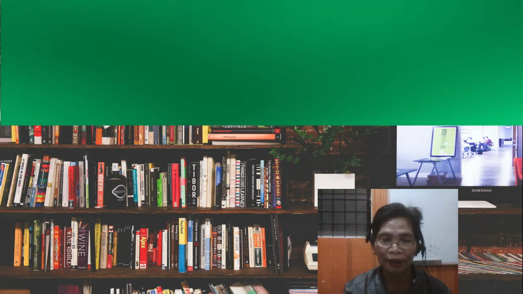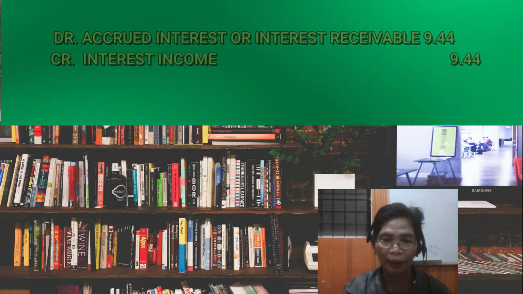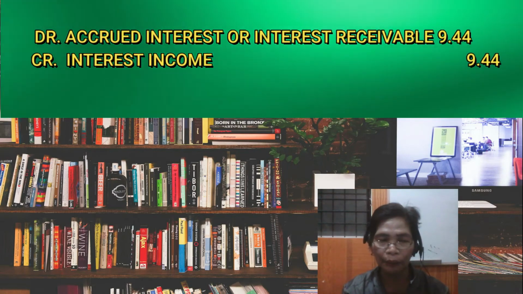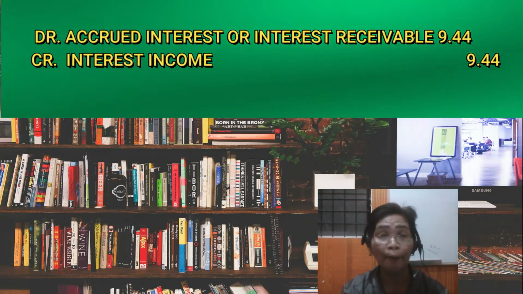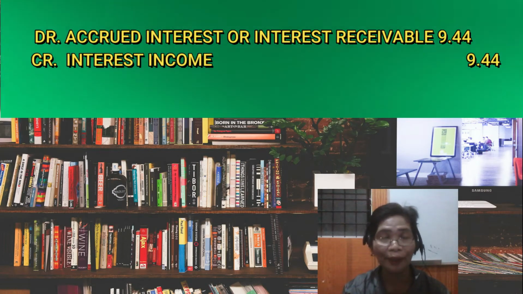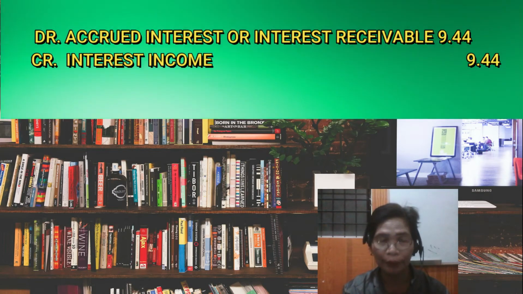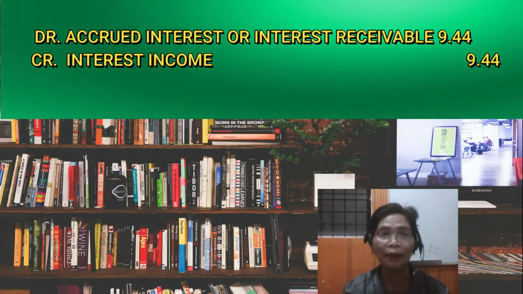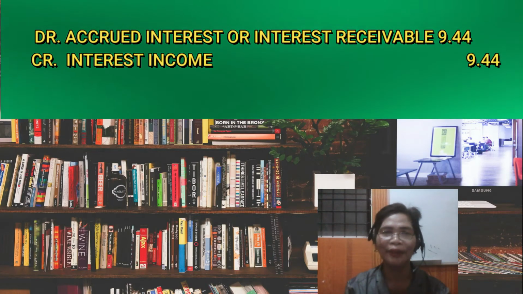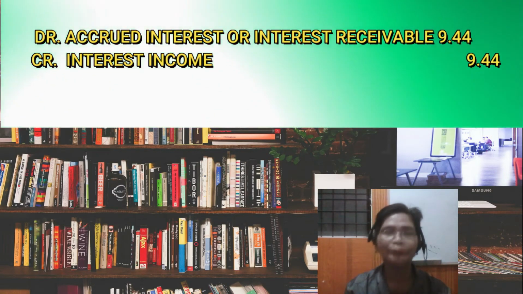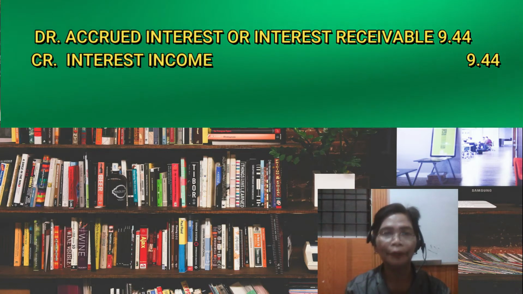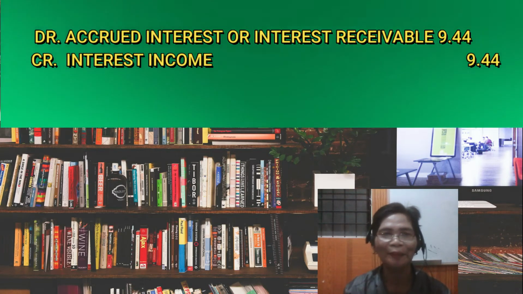For the adjusting entry, you're going to set up the asset. The asset there will either be accrued interest income or you can use interest receivable. They're all the same. And the credit will be interest income. So our adjusting entry for this example is debit interest receivable or accrued interest income, credit interest income.